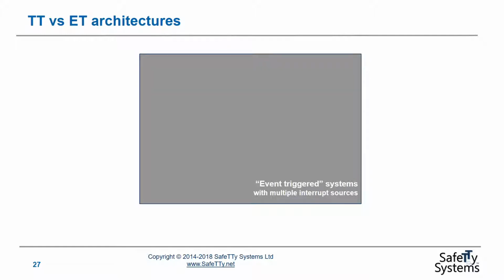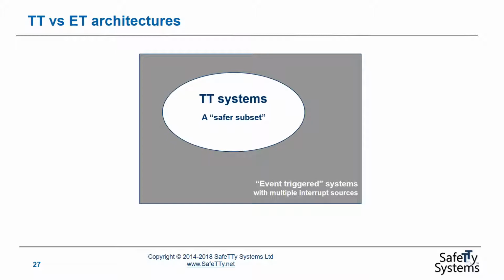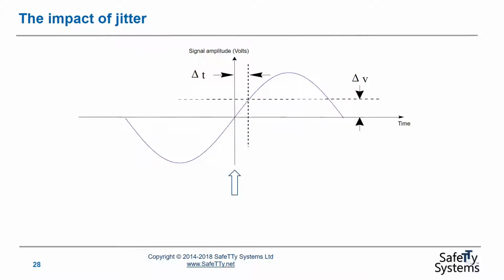Let's consider a more general situation at the architecture level rather than at the programming level. At the architecture level, event-triggered systems, which have multiple interrupt sources and may employ a conventional RTOS, are a general class of systems. A time-triggered system can be viewed as a safer subset of this kind of event-triggered architecture. One of the reasons why TT designs are popular is because they have highly deterministic timing behavior.